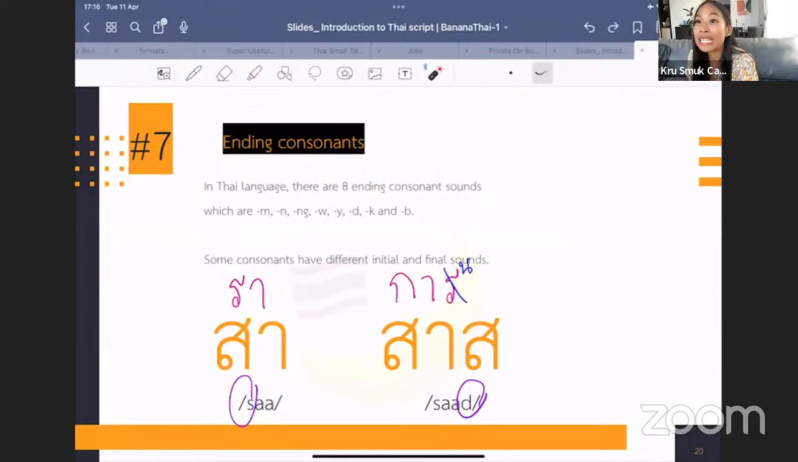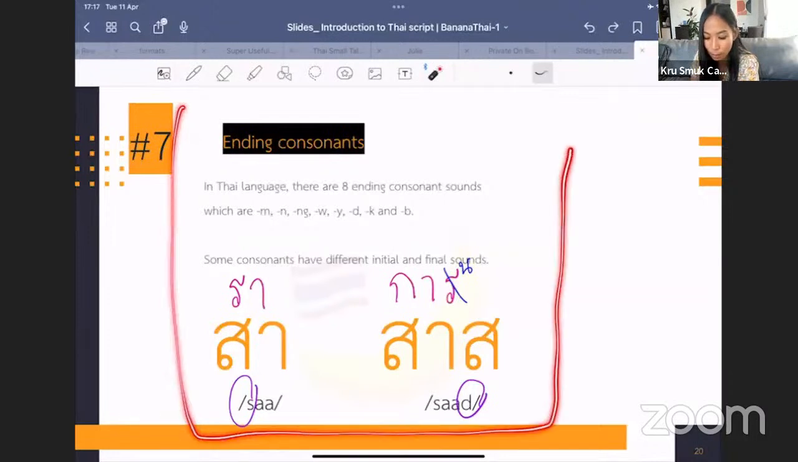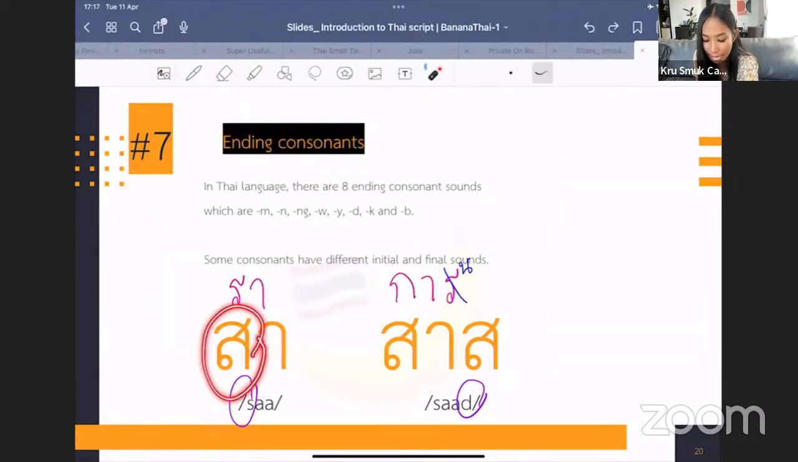There is no ending s consonant sound in Thai. And that's why it's very difficult for Thai people to add the S sound at the end when we want to say things in plural. Now you know why, okay? So the ending consonant plays a very important role. Learn it too. The beginning consonant sound can be different from the ending consonant sound.